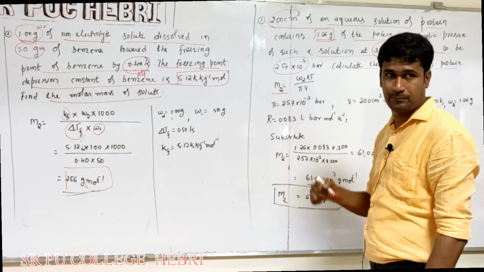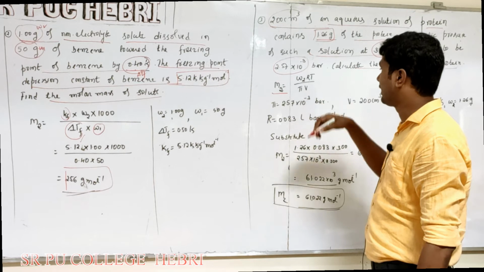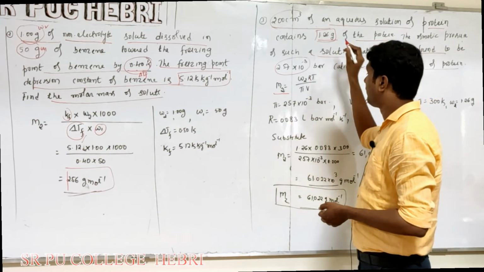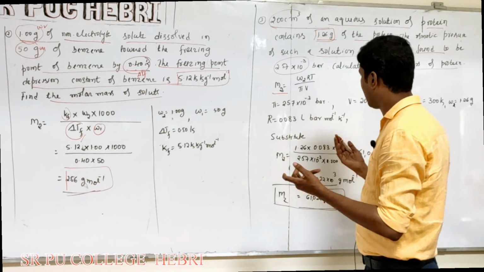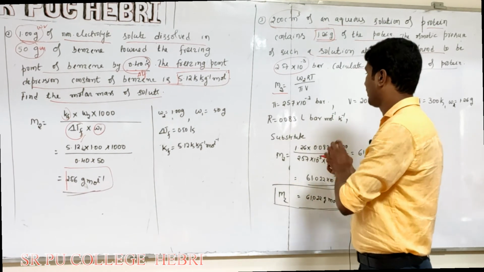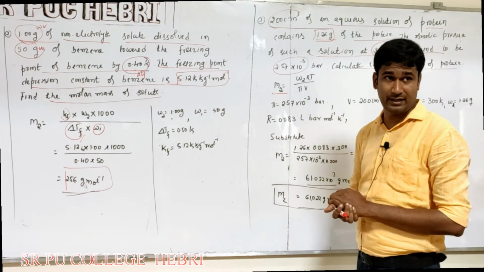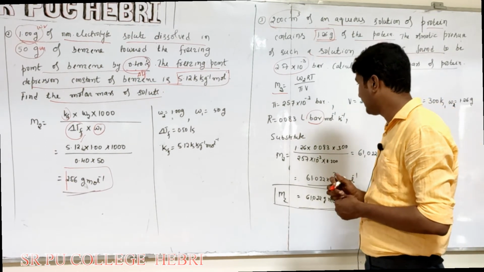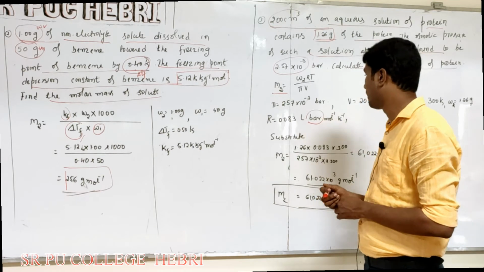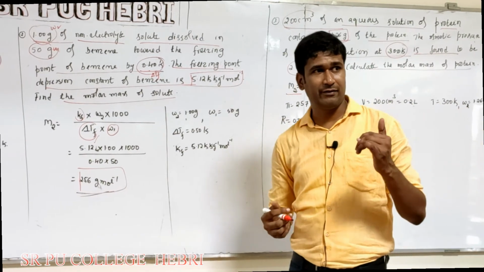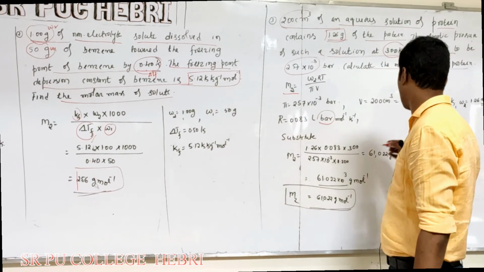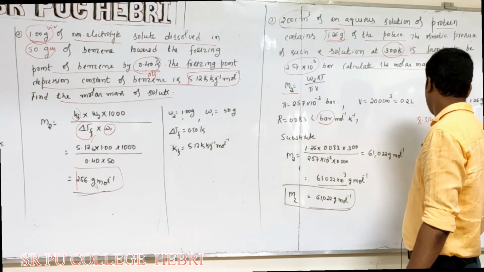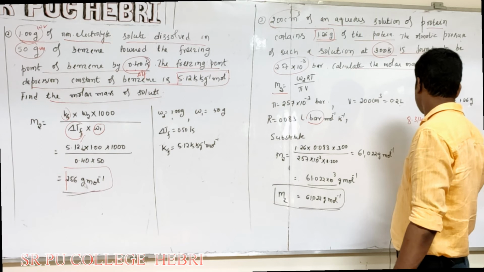M2 is equal to, what is M2? W2 RT divided by pi into V. So what is W2? Mass of solute. What is R? Value of R. Gas constant in what? Bar. It's 0.083 liter bar per mole per Kelvin. You have written the value of R in terms of what? Joule per Kelvin per mole in first PUC. It was 8.314 joule per Kelvin per mole.